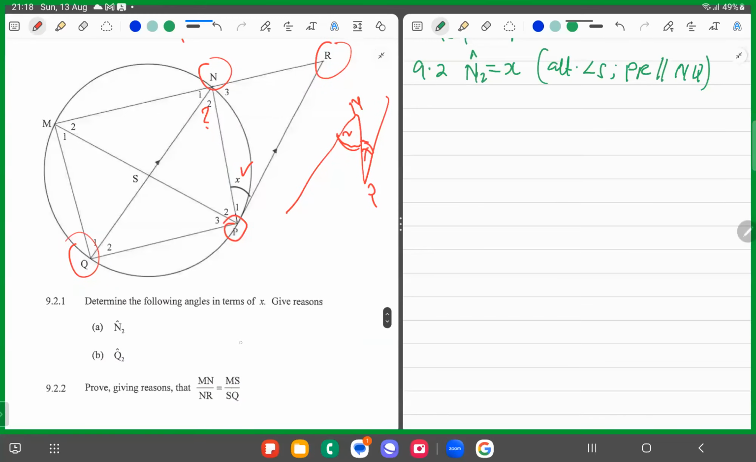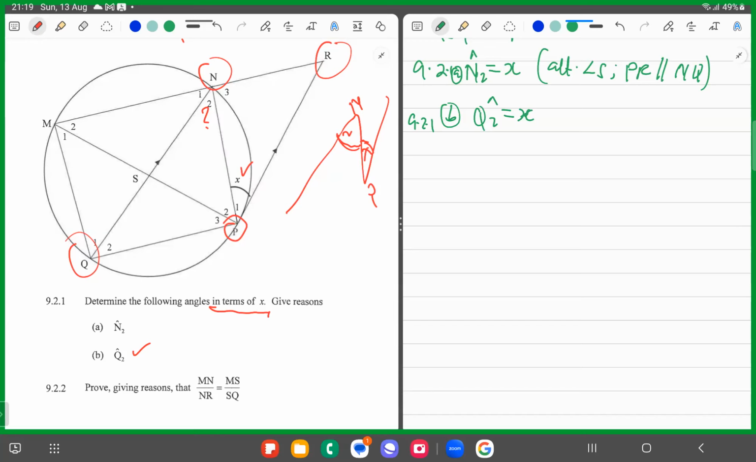Determine the following angles in terms of x, and you need to give your reasons. Angle Q2 in terms of x. So we can make the observation that this is 9.2.1, the A part, and we're looking at the B part, 9.2.1b. So we can see that also angle Q2 is equal to x. Why is angle Q2 equal to x?